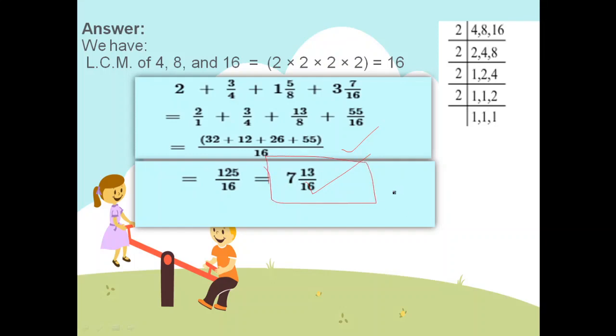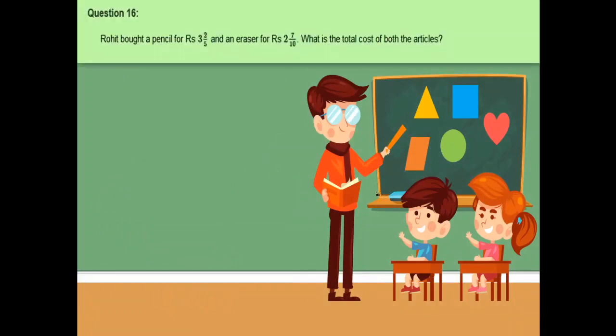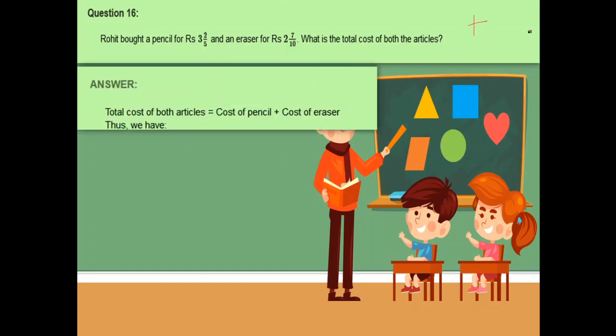Move forward to the next questions. Yes, that is the word problem. Rohit bought a pencil for rupees 3 2 by 5 and an eraser for rupees 2 7 upon 10. What is the total cost of both articles? Here, as you know students, when we find the total cost, it means we will add. The concept we are using is plus. So total cost of both articles is the cost of pencil plus the cost of eraser.